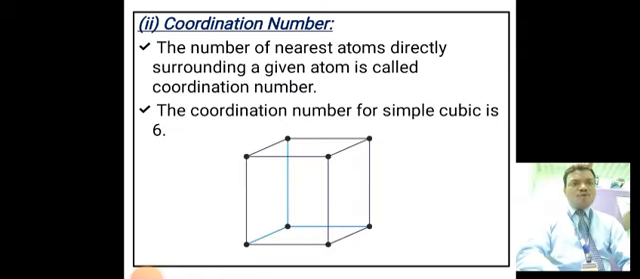Then the second one is the coordination number. So what is the coordination number? The number of nearest atoms directly surrounding a given atom is called the coordination number. If we take one atom in the simple cubic structure, how many atoms are located nearest to that particular atom, that is the coordination number. In the diagram of the simple cubic structure, one particular atom is surrounded by 6 atoms. So the coordination number for simple cubic is 6.